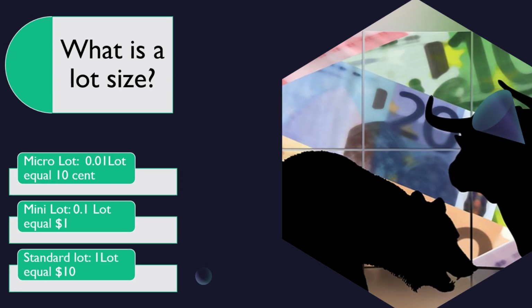While I'm saying this, your lot size: micro lot size, that's 0.01 lot, equals 10 cents. That's really one pip will give you 10 cents. A mini lot size, 0.1 lot, equals $1. One pip will give you $1. A standard lot size, one lot, one pip will give you $10. So imagine you're using 10 pips multiplied by $10, that is $100. So I hope this is explanatory for you all to understand.